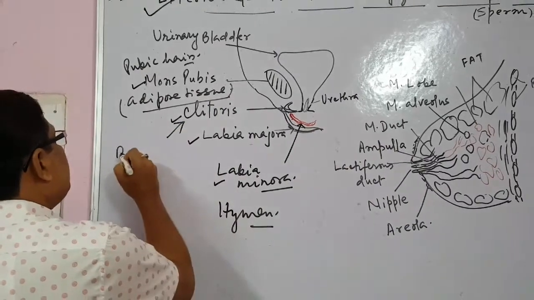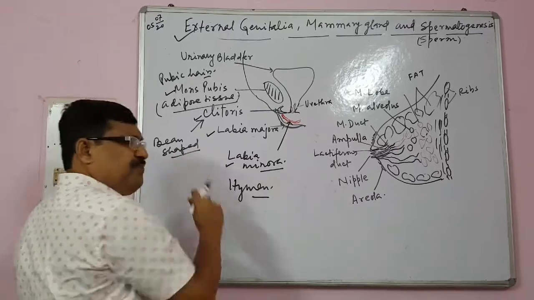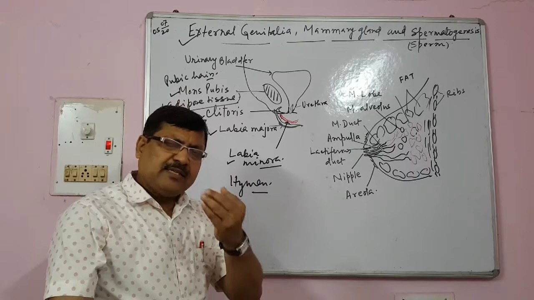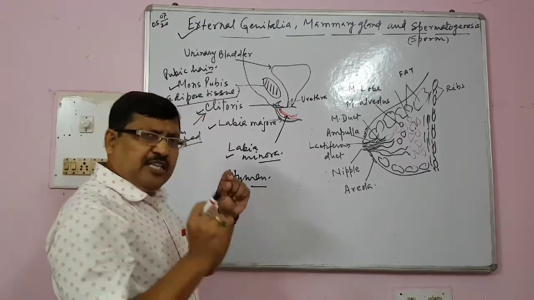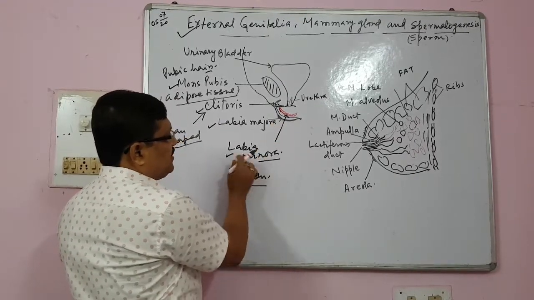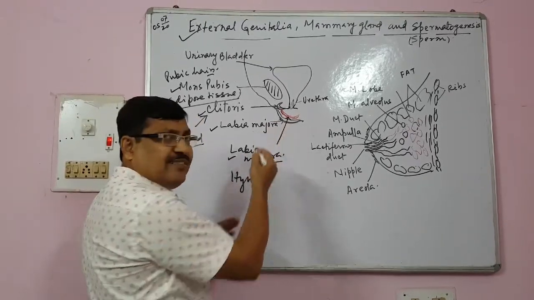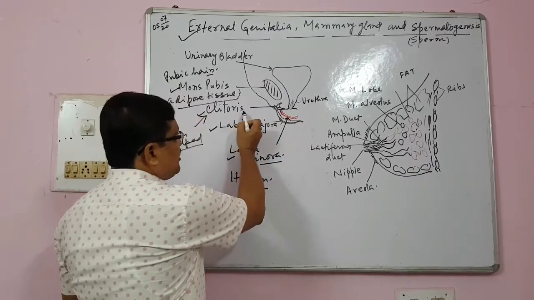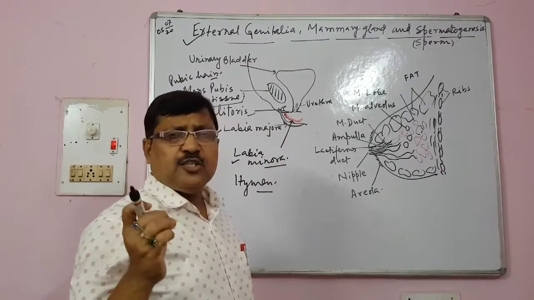This is a bean-shaped structure and highly vascularized, and it is a sensitive part of the female reproductive system. This structure is located just above the portion where the labia minora meet. You can see this picture in the NCERT book, and this clitoris is treated as a pseudopenis.